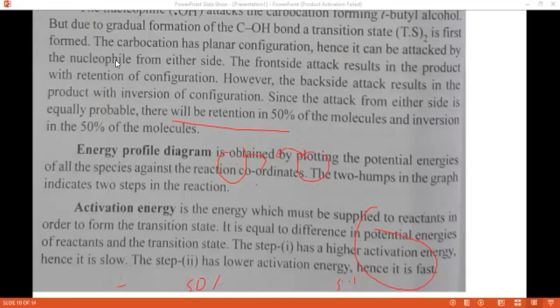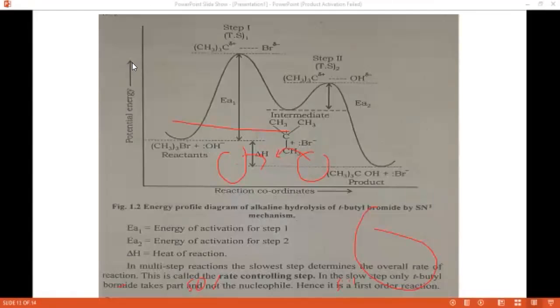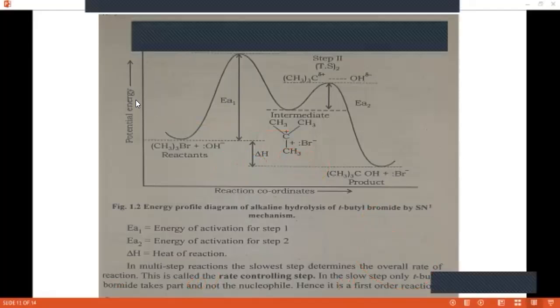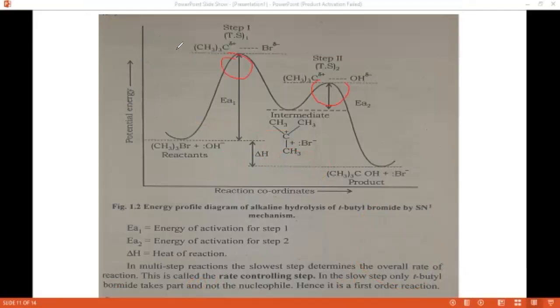Now, the energy profile diagram is obtained by plotting the potential energy against the reaction coordinate. In this figure, there are two humps, two peaks observed in this graph. The potential energy is along the y-axis and the reaction coordinate along the x-axis.